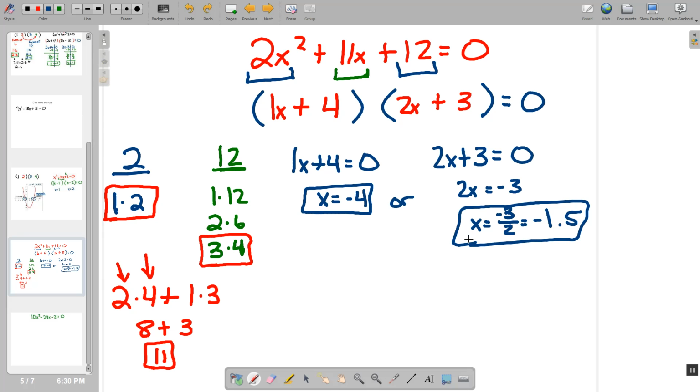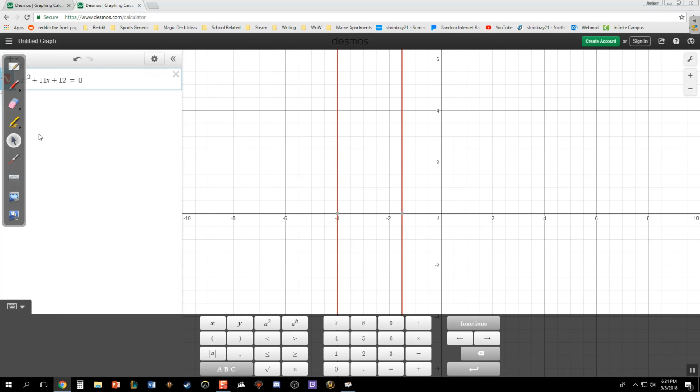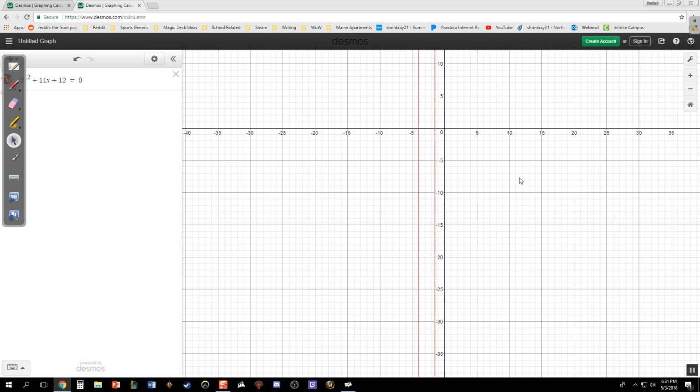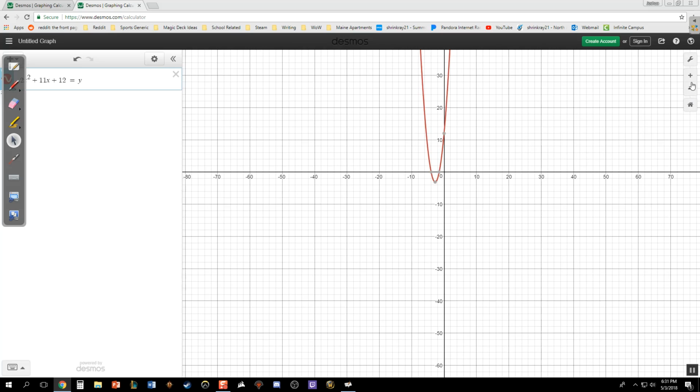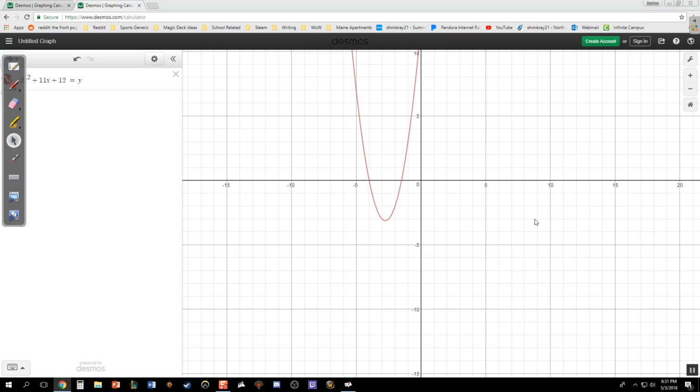And now to check our answer, we can use our trusty friend Desmos, which is right here. And I've graphed this equation. I'm going to zoom out a little bit here because if you notice, oops, there we go. The vertex is down here, which is a crazy decimal. But we only care about the zeros. One of my zeros is right here at negative 4, which is what we got. The other zero is at negative 1.5, which you can write as a fraction or a decimal.